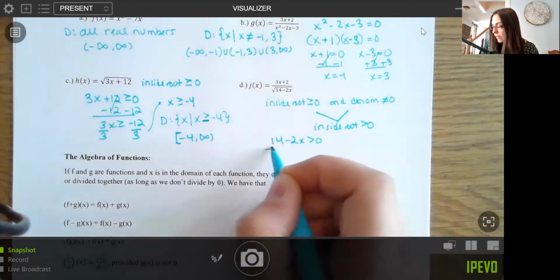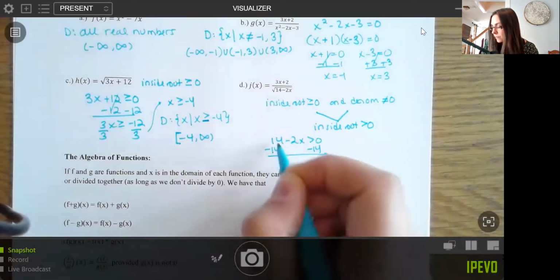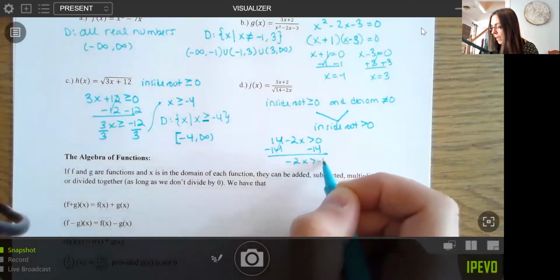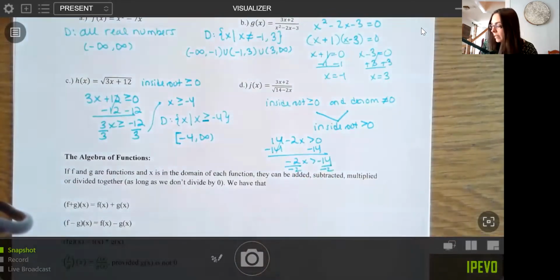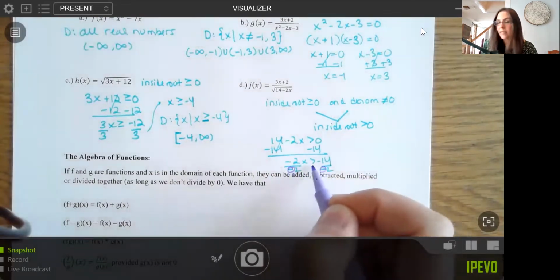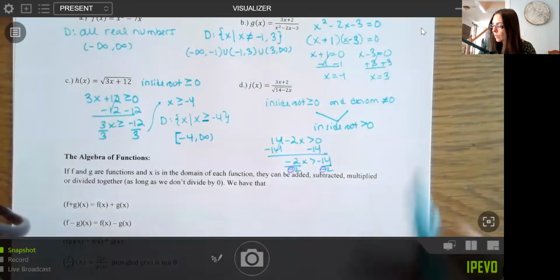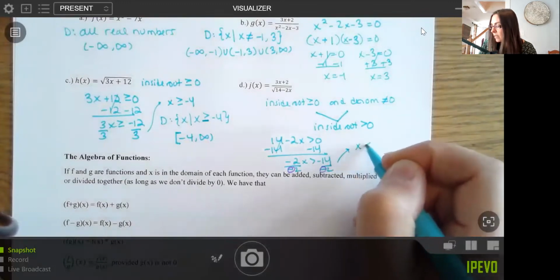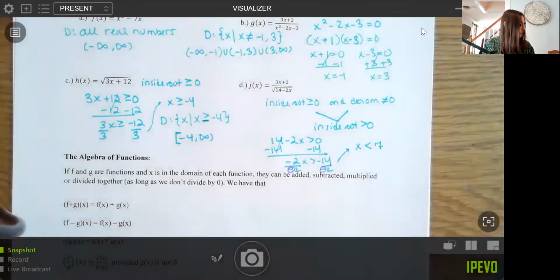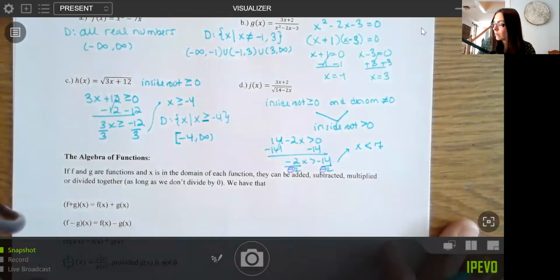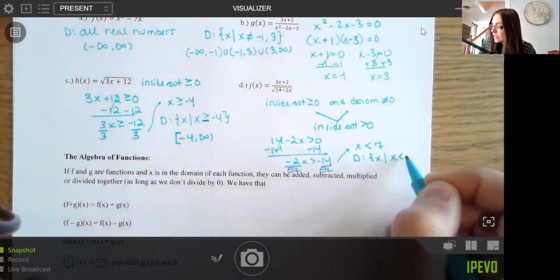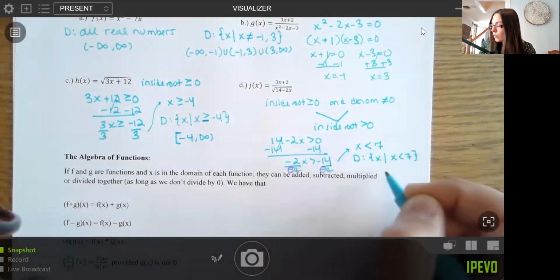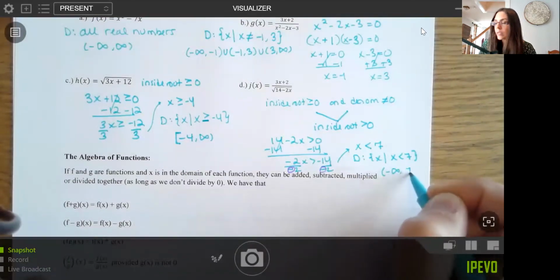So I subtract 14 from both sides. I'm going to divide both sides by -2. Remember that when you divide by a negative with an inequality, this sign has to get flipped. So it's going to end up being x is less than 7. So our domain here are all x values such that x is less than 7. Or in interval notation, we're going from -infinity up to 7.